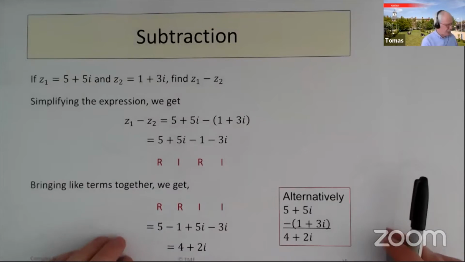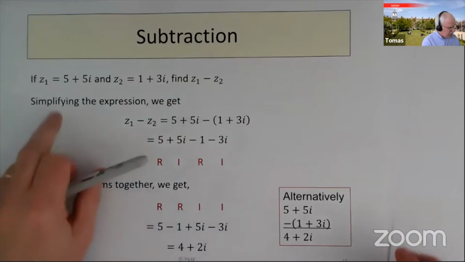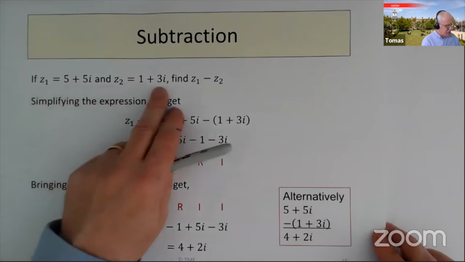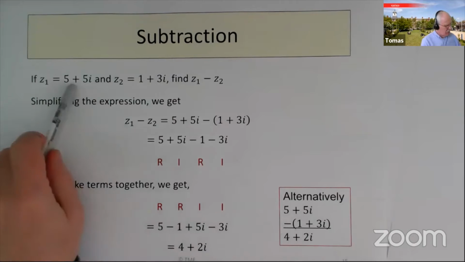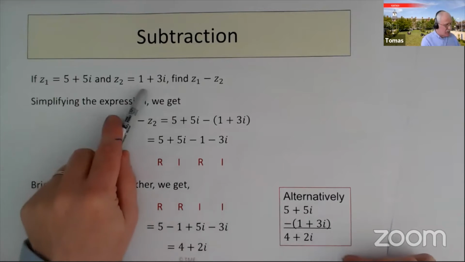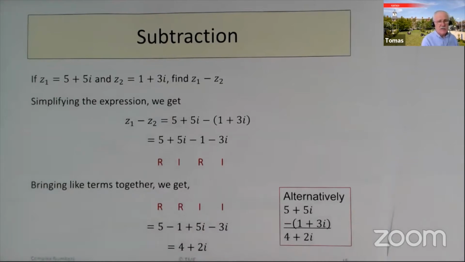So that's addition. We now look at subtraction. And we're saying Z1 is 5 plus 5i and Z2 is 1 plus 3i. Find Z1 minus Z2. So if Brian has 5 apples and 5 oranges and somebody wants to borrow or eat one of the apples and 3 of the oranges, how many would be left? It's as straightforward as that, really.